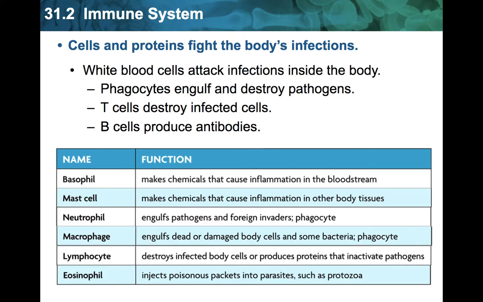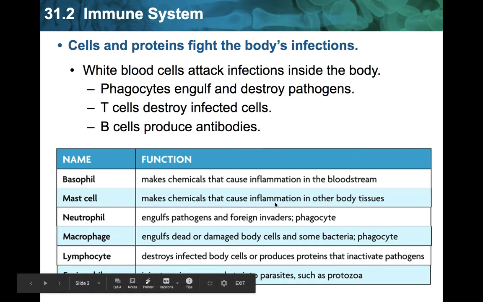There you go. There are different types of white blood cells. The phagocytes would include basophils, mast cells, neutrophils, macrophages, lymphocytes, and eosinophils. And then you can read what all their functions are.